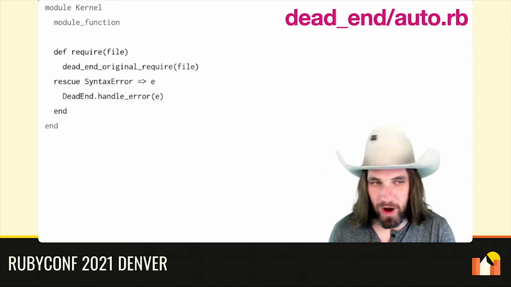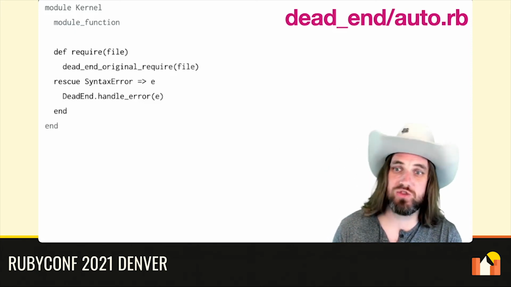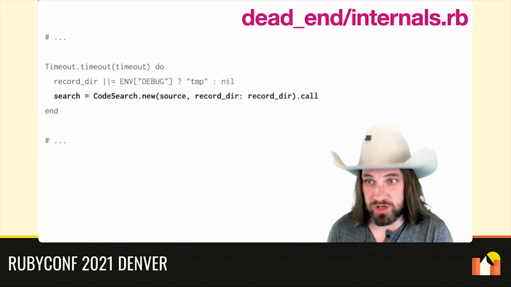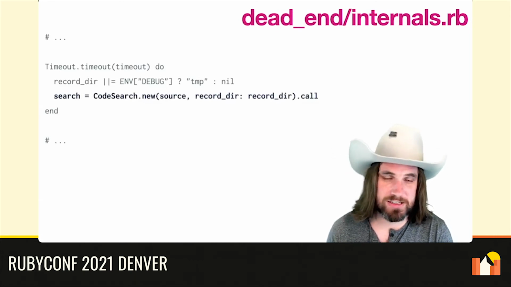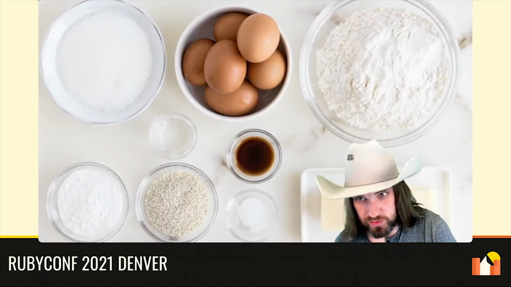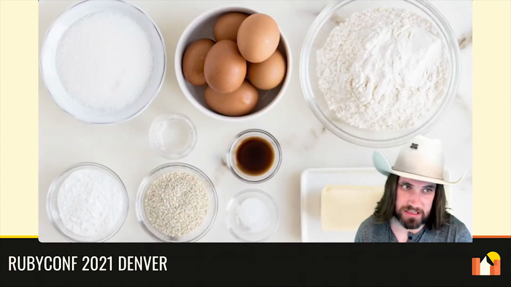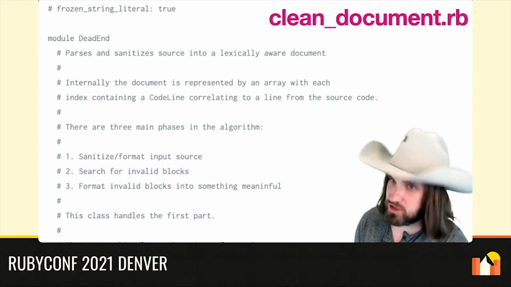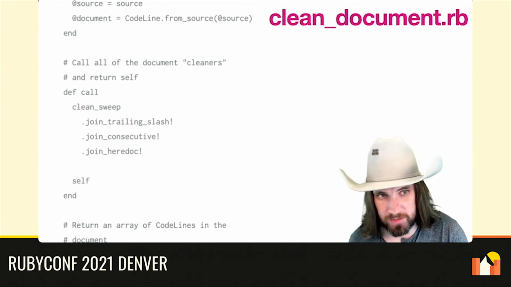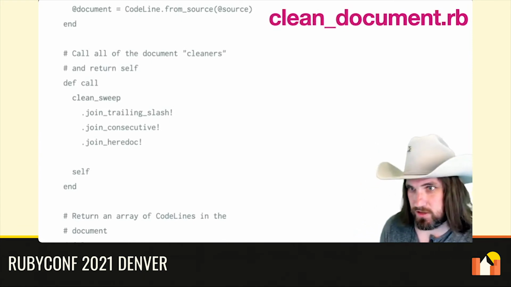It hooks into require and friends, and then when a syntax error is raised, it is passed to Dead End. The source code that caused the syntax error is read from disk and passed into a search object. So we don't want to just use the raw source code. First, we're going to have to clean it up. We first pass it to our clean document class, and it handles several of our gotchas that we talked about before by transforming the source code.